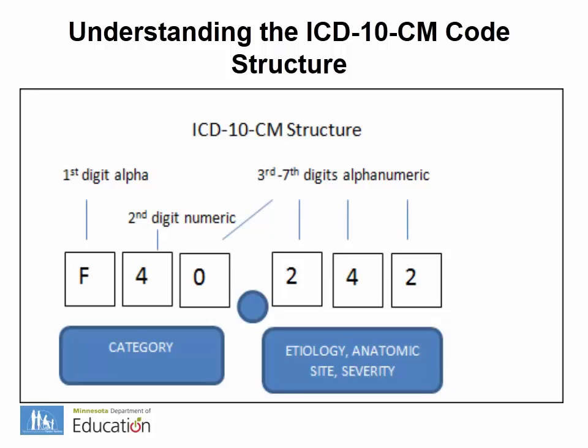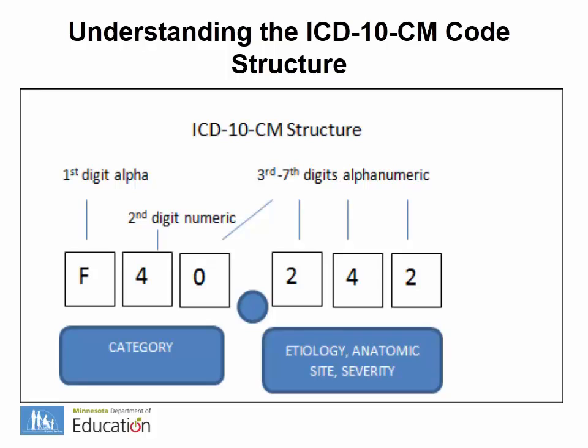Here is the code structure. We are including this so you can visualize what you're going to see since they are a little different from what you are used to. The first digit will always be a letter, and it identifies the chapter you are in. The second and third digits will identify the category of the chapter you are in, and the last three digits break down that category to a specific topic.